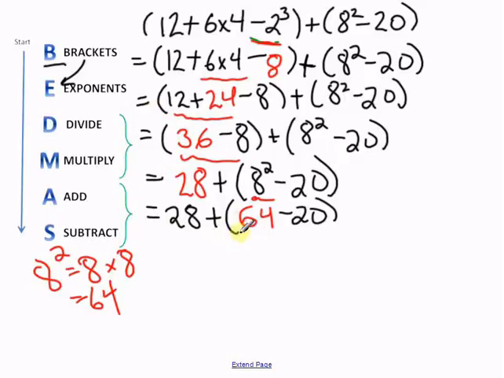So, last thing I have to do is finish this bracket. Still have the bracket. My exponent is now gone because I did that. Inside there, I don't have a divide. I don't have multiply. I don't have add. I just have my subtract right there. 64 take away 20. That's my next one. So 28 plus 64 take away 20, that is 44. And I don't need the brackets anymore because I have the answer to what's inside here. Done. So all of this simplifies to 28 plus 44.